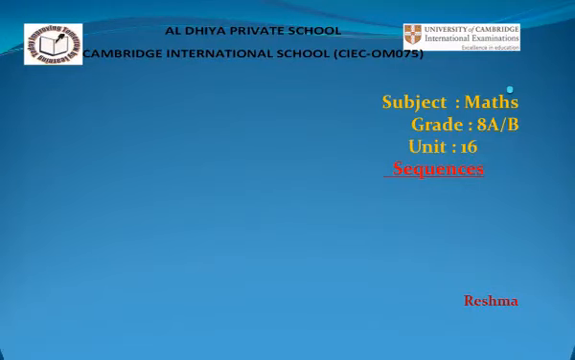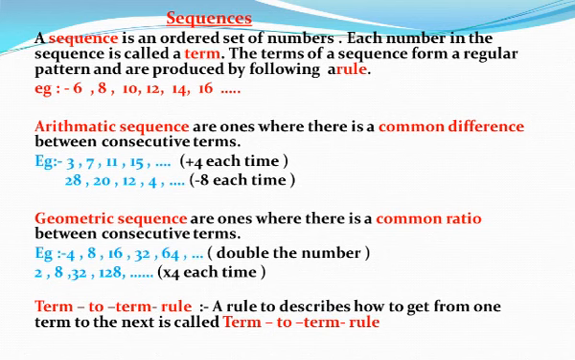Today we are going to discuss a new chapter, Unit 16, Sequences. A sequence is an ordered set of numbers. Each number in the sequence is called a term. The terms of a sequence form a regular pattern and are produced by following a rule.